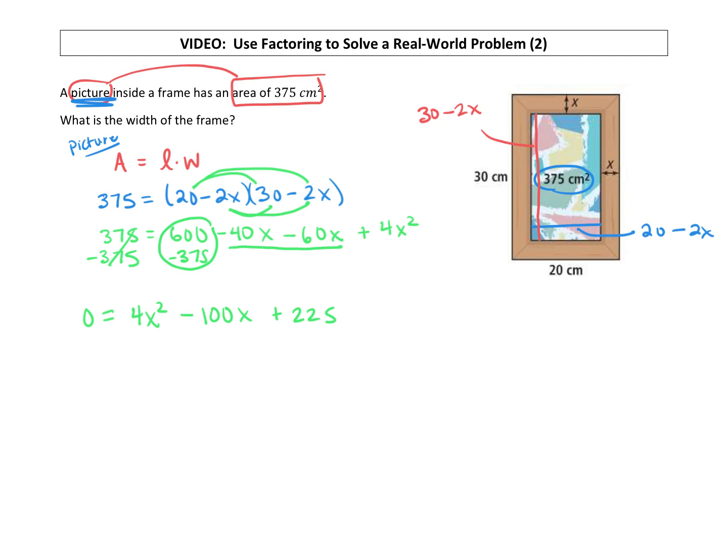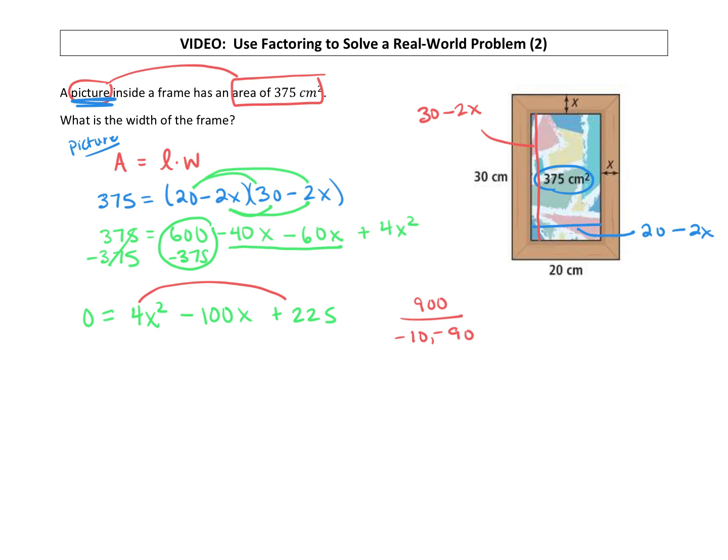The other factoring method that we did with trinomials was our grouping method. So we're going to take A times C. 4 times 225 is 900. We want factors of 900 that add up to negative 100. So those factors are going to be 10 and 90. But because they have to add up to a negative 100, we're going to make them both negative. Negative 10 times negative 90 is positive 900. And when you add those together, you get the negative 100.